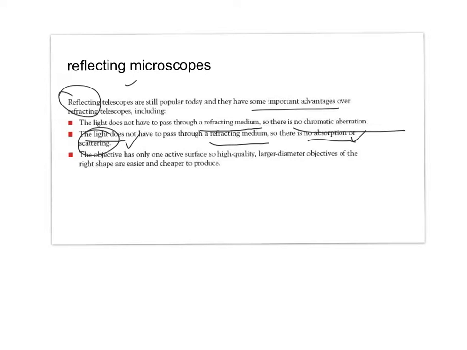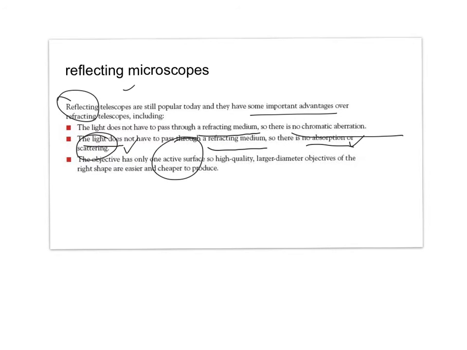And thirdly, it has to do with cost. The objective has only one active surface. That means there's usually only one mirror, as opposed to two large lenses. So high quality, large diameter objectives of the right shape are easier and cheaper to produce.